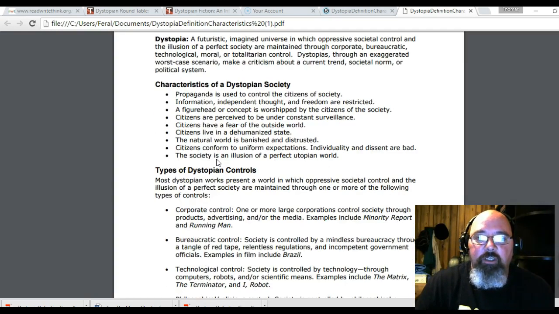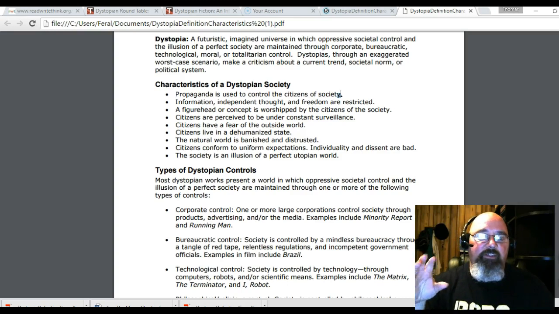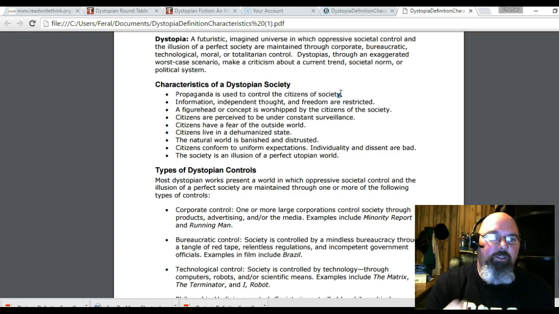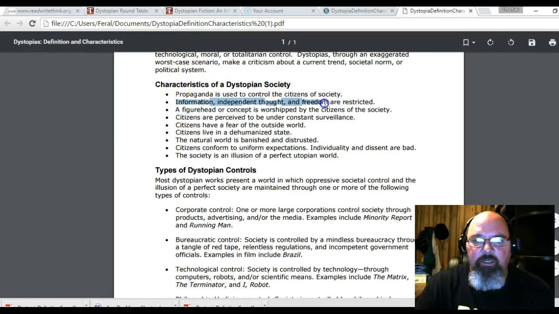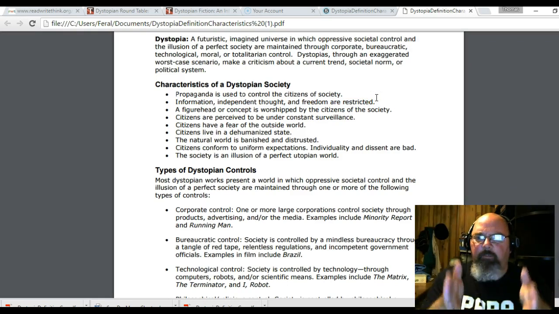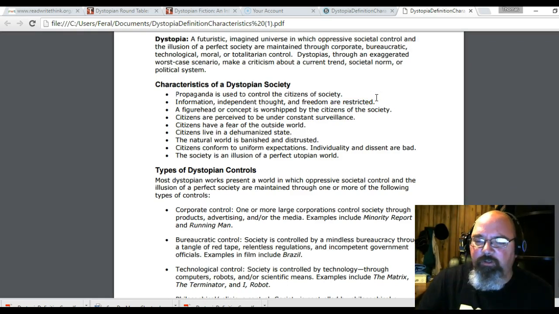Okay, so let's look on here, and it says characteristics of a dystopian society. And the first thing we've got is propaganda used to control the citizens of the society. Okay, propaganda means that the radio, the TV, the advertisements, the magazines, all of that is used to control the citizens, that the government regulates what is going to be said. And next we have information is restricted, and independent thought and freedom are restricted. They don't like it when you think on your own. They want you to stay inside the box. They want you to think what they want you to think.